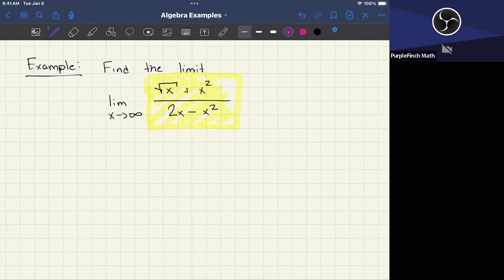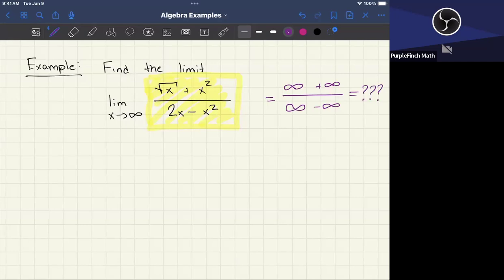Okay, so starting with this, normally what we do when we work with a limit is we want to first take our number that we're going towards, x is moving towards infinity here, and we plug it in to see what happens. So when we plug infinity in for x, we get infinity plus infinity divided by infinity minus infinity. And we do not know what that is. So that means that we're going to have some work cut out for us.